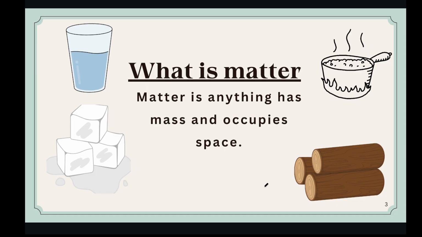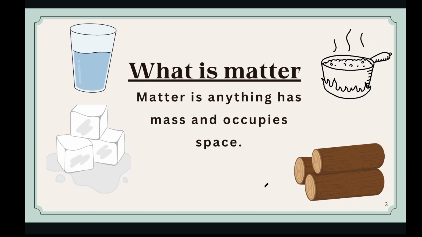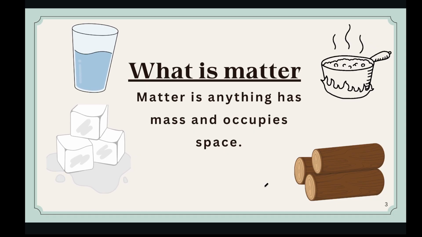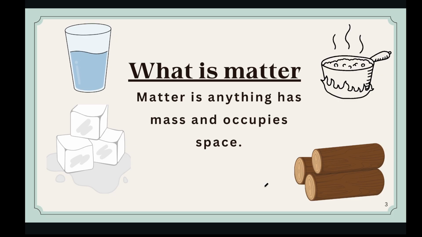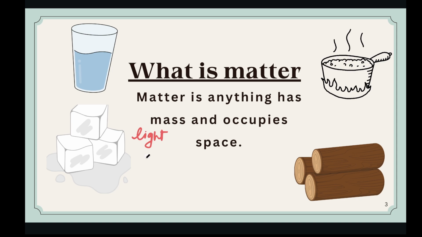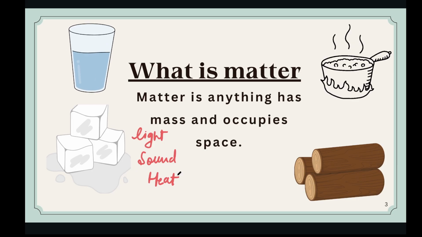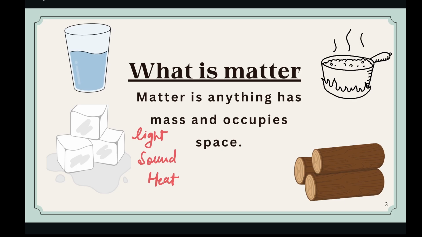So first, we will understand what is matter. Everything around us, including air, water, food, even our bodies, is matter. In simple terms, if something can be touched, seen, felt, and occupies space, it is considered as matter. But things like light, sound, and heat are not considered as matter because they don't have mass and don't take up space.